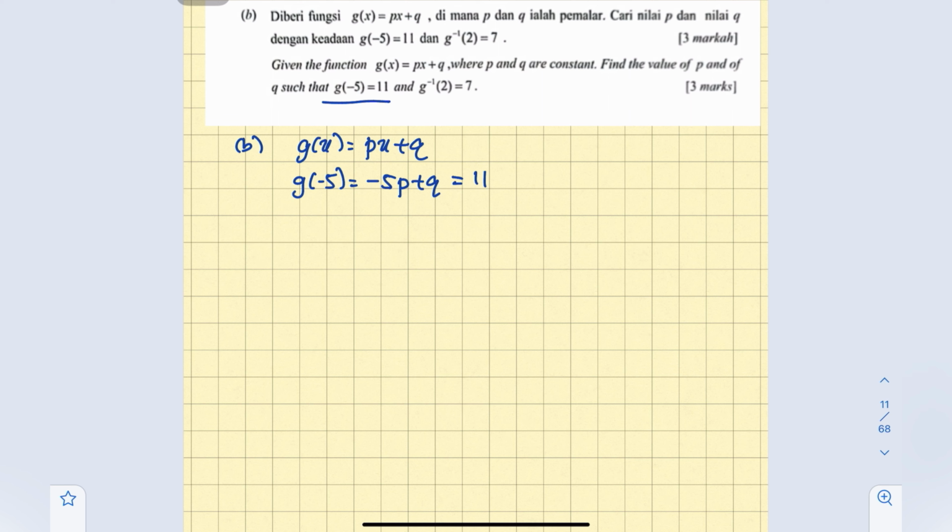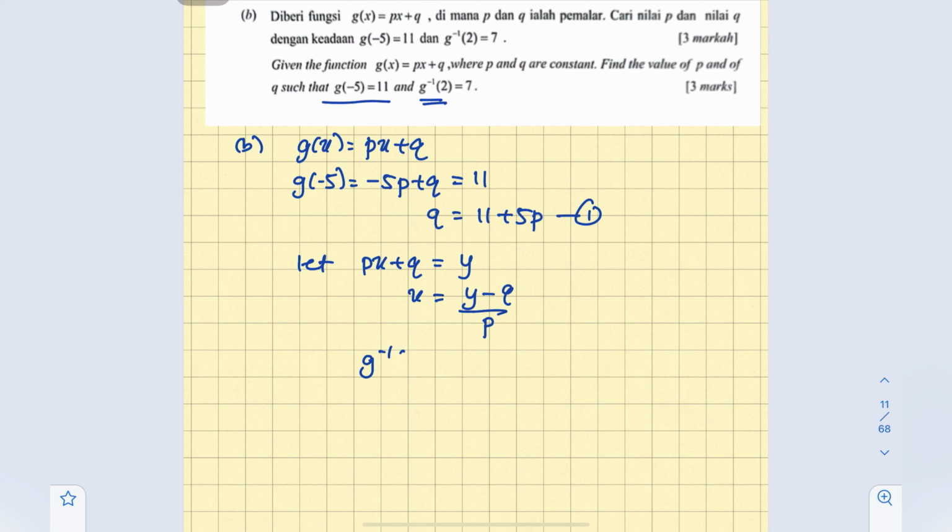Okay, so then we make q the subject. So q equals 11 plus 5p. So we have got one equation. So we need another equation here. So now g inverse. We need to find g inverse first. So let px plus q equals y. Then x equals (y minus q) over p. So this is its g inverse. So g inverse of x equals (x minus q) over p.